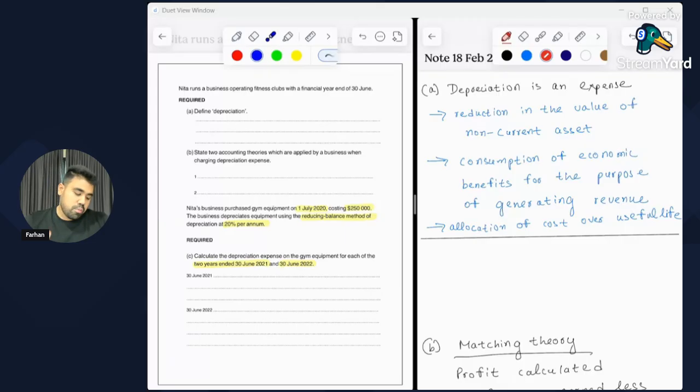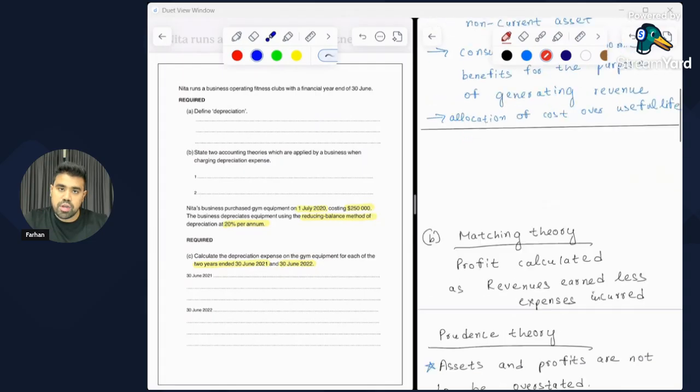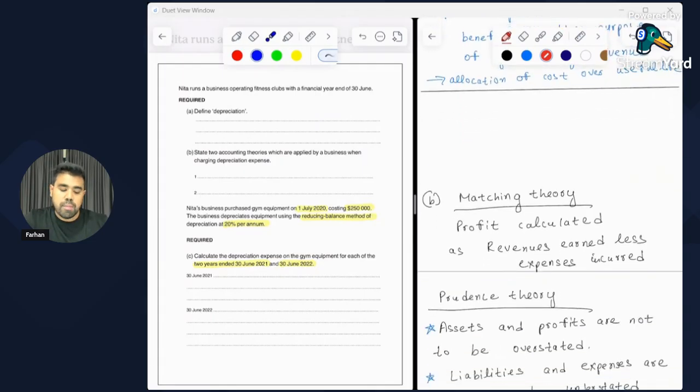All right, so the next question is to state two accounting theories which are applied by a business when charging depreciation expense. Now, we understand that depreciation is an expense, and the first accounting theory that comes into our mind is the matching theory. The matching theory simply states that profit is calculated by taking all the revenues that we have earned, right, minus all the expenses that we have incurred.